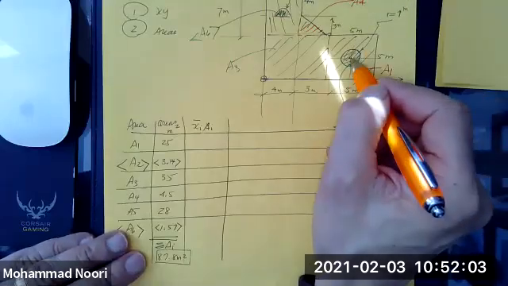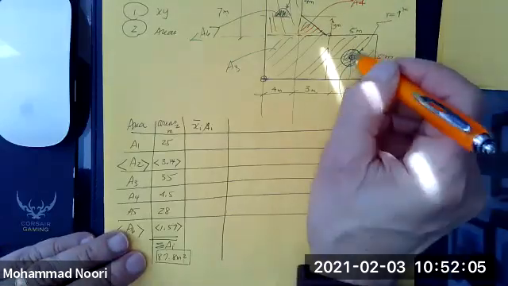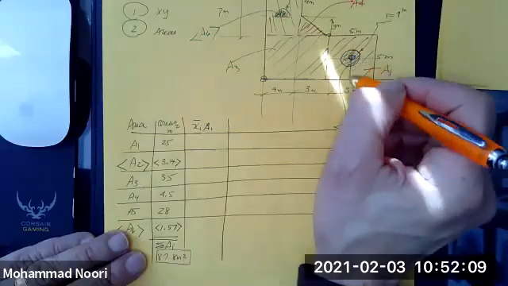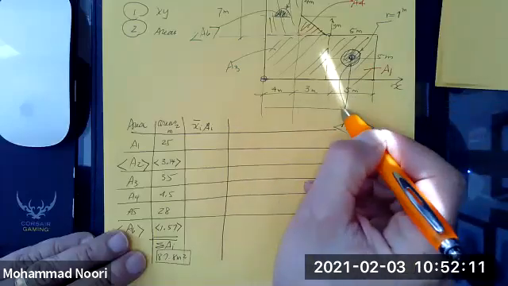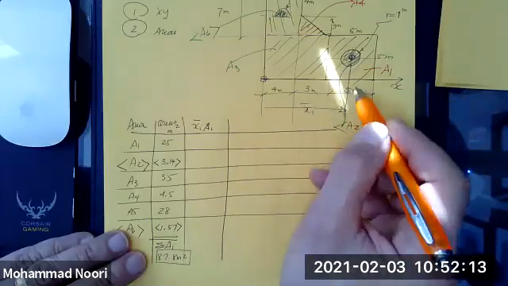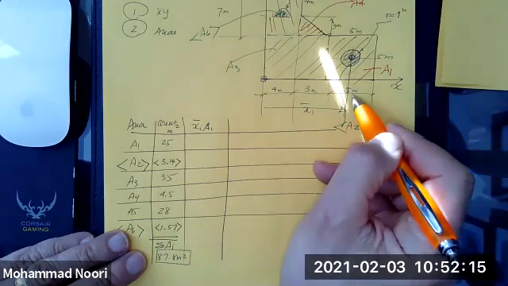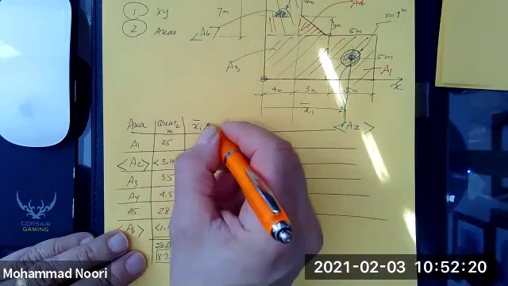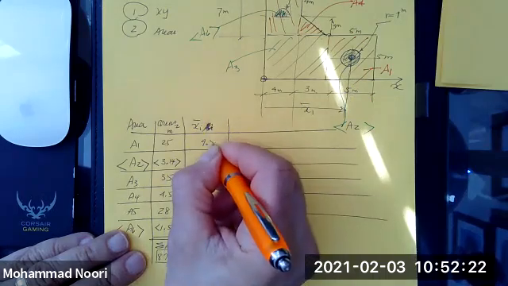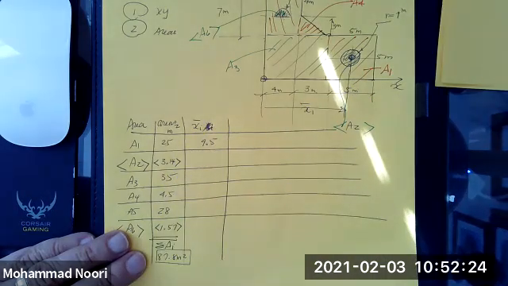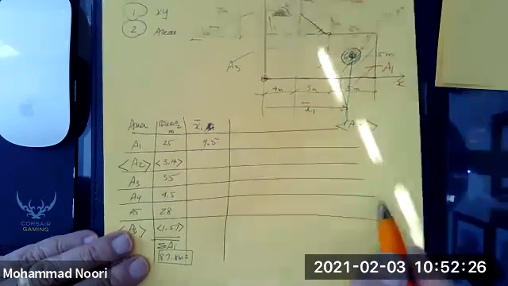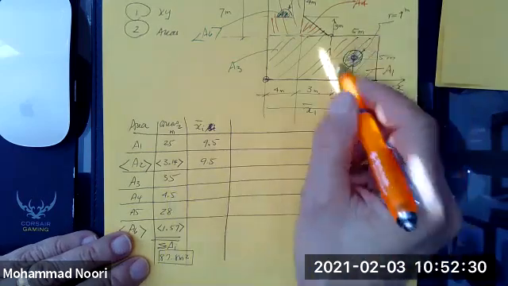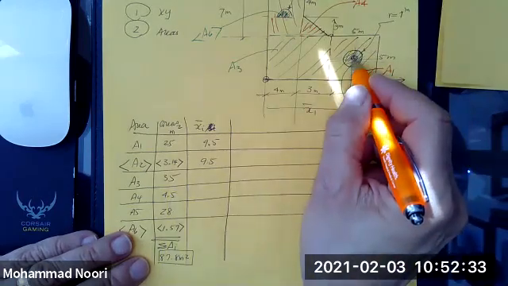A1, its center is right here. That is the intersection of the two diagonals. This is a square. So this is its AX1, which is 7 plus 2.5. That is 9.5, XY 9.5. How about for A2? It would be the same, because that's where the centroid of both shapes are.